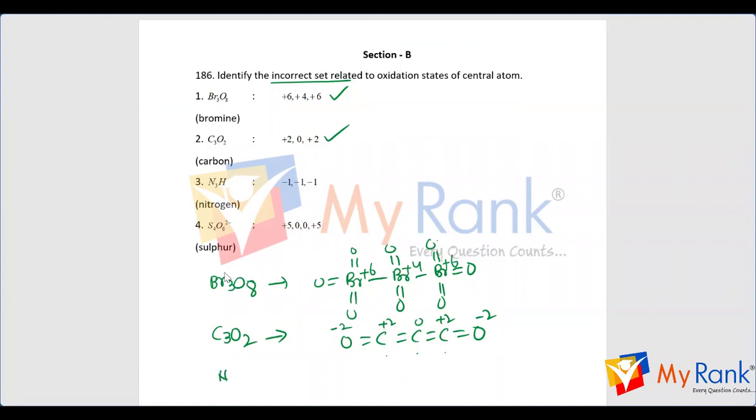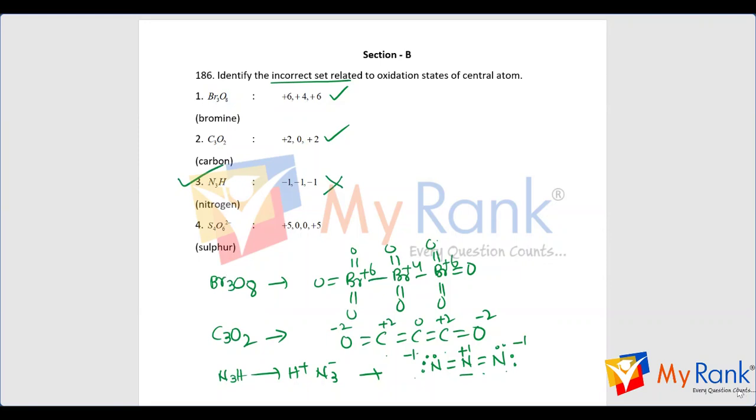And the third one is N3H, H plus and N3 minus. In N3 minus, N double bond N double bond N. The terminal nitrogens have 2 lone pairs each, while the central one has no lone pair at all. Therefore, the charge on the terminal ones is -1, -1, and the central nitrogen has +1. So, therefore, this is wrong. The incorrect match is this one.